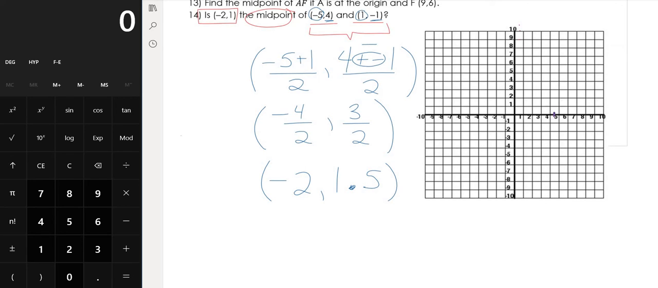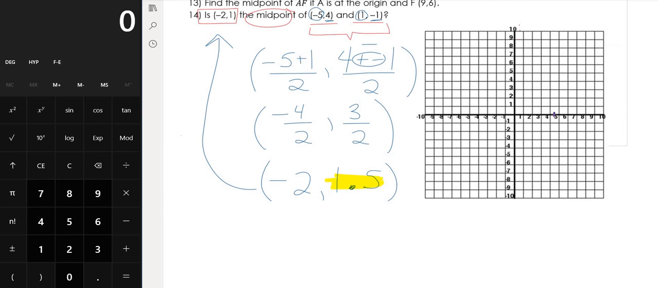So, let's go back to the question. Is the midpoint (-2, 1)? The answer is no. It's pretty close, okay? Except according to what we figured out, it should be 1.5 for the y value, not 1. So I'm going to say no.